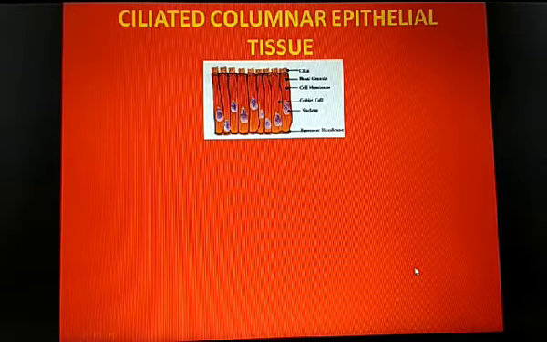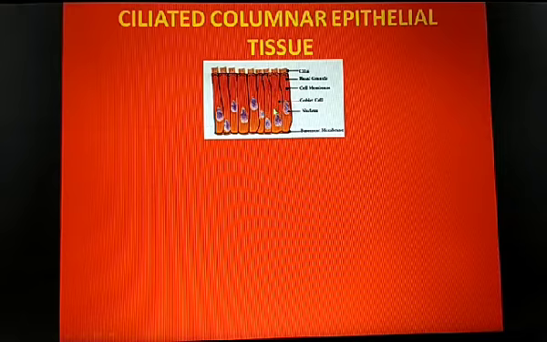Next is ciliated columnar epithelial tissue. Yes, these are also columnar epithelial tissue, but the only difference is that some hair-like structures are present on its surface. As you can see in this diagram, it's written cilia. Cilia are hair-like projections which are present on the surface of these columnar epithelial cells.